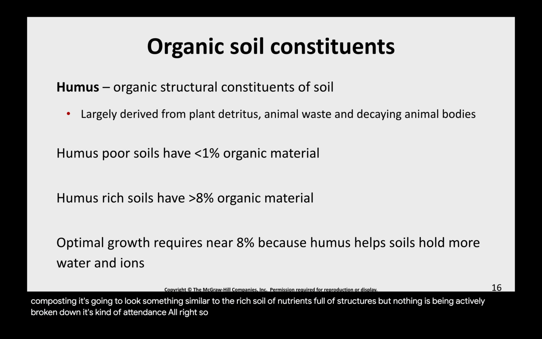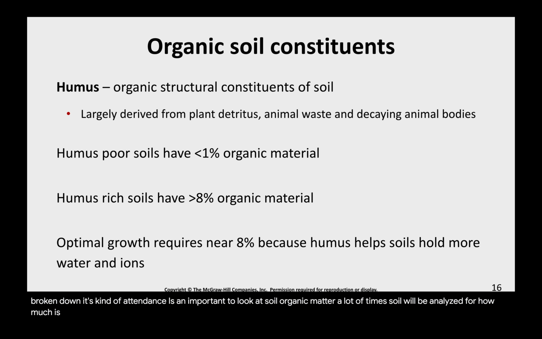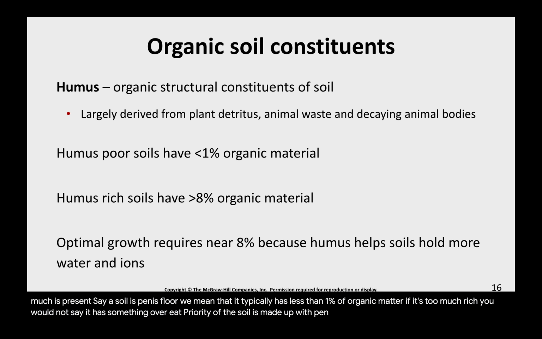So humus is an important factor when we look at soil organic matter. A lot of times soil will be analyzed for how much humus is present. If we say a soil is humus poor, we mean that it typically has less than 1% organic matter. If it's humus rich, it doesn't have a huge amount of humus, but we say it has something over 8%. It's not like the entirety of the soil is made up of humus, but humus is present in that larger amount.